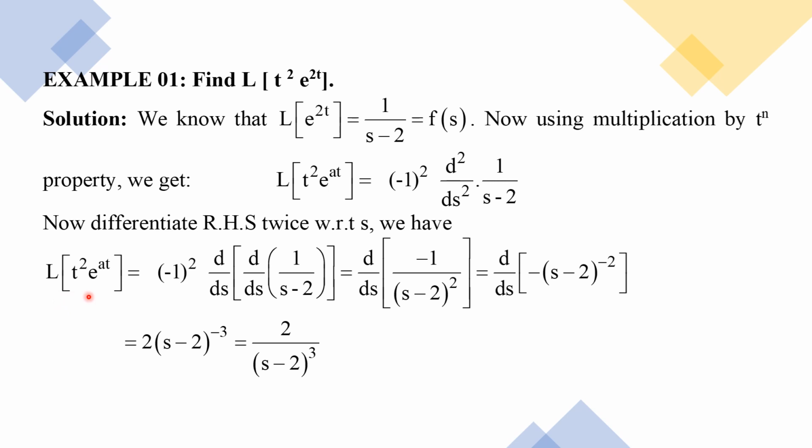So Laplace of t² e^(2t) is equal to (-1)² d²/ds² of 1 over s minus 2. Taking the derivative, the first derivative is minus 1 over (s minus 2) squared. Similarly, taking another derivative, it becomes 2 over (s minus 2) cubed. So Laplace of t² e^(2t) is equal to 2 over (s minus 2)³.